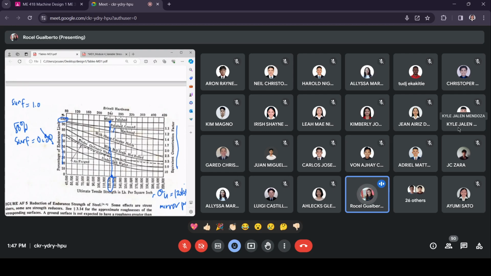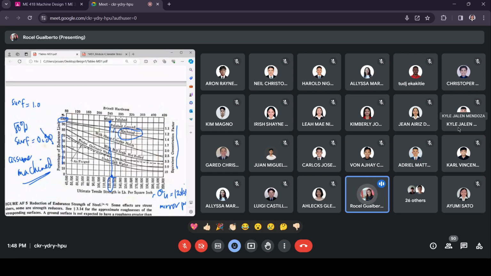Now, what if the type of surface is not given? The type of surface is not mentioned. If it is not mentioned, you simply assume. What do we assume? You assume machined. Again, you assume machined if the type of surface is not given, then take the reading on the left side. Did you get it? Yes po, ma'am. So that is how you obtain the surface factor.